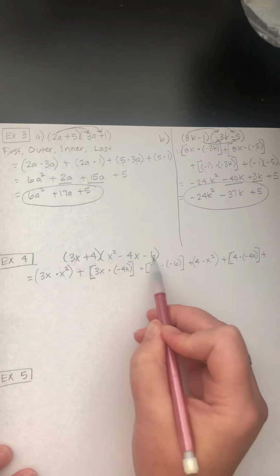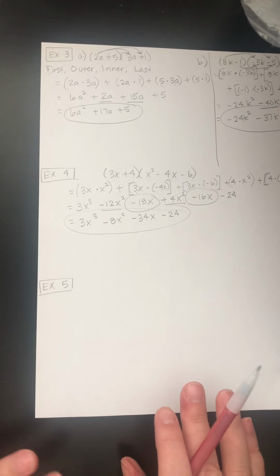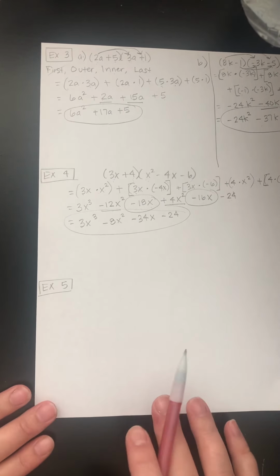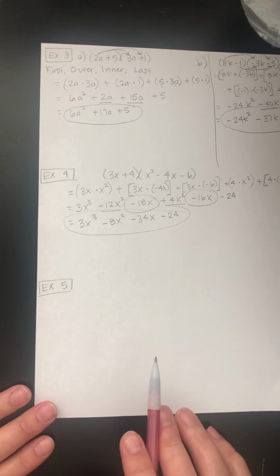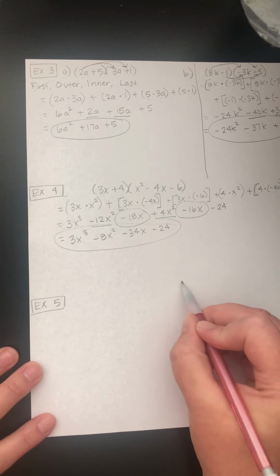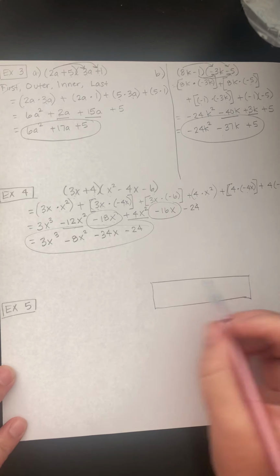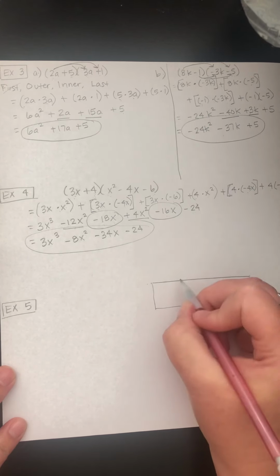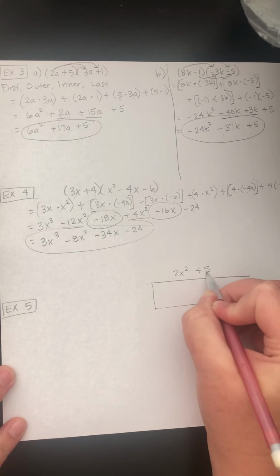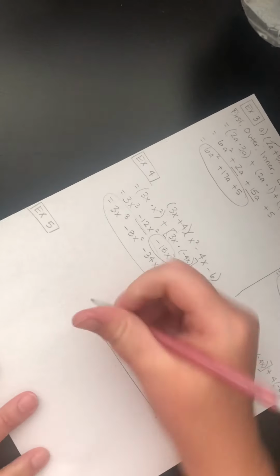Now, you can also use the distributive property if you're trying to find the area of some shape. So on example 5, it says, find the area of a rectangular sandbox that has a width of 2x squared plus 5x minus 6 and a length of 4x plus 7. Draw a picture. Just draw a little rectangle. It says our width, so from here to here, is 2x squared plus 5x minus 6, and our length, or our height, is 4x plus 7.